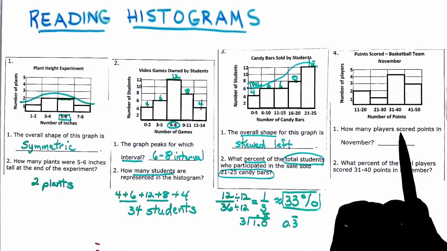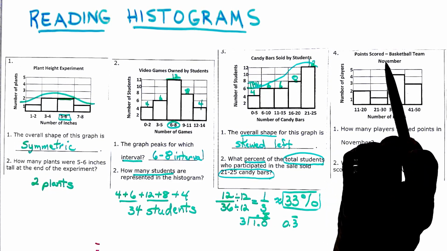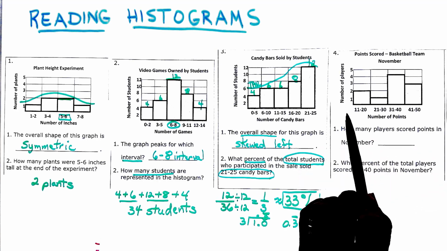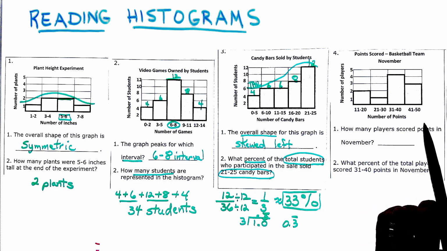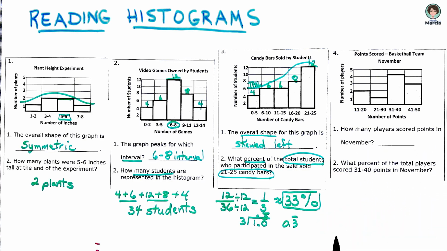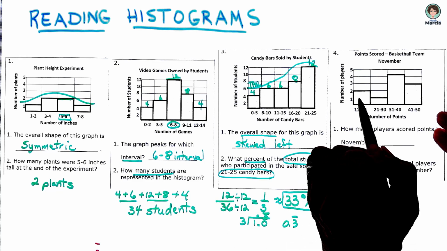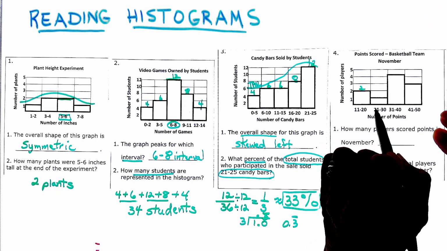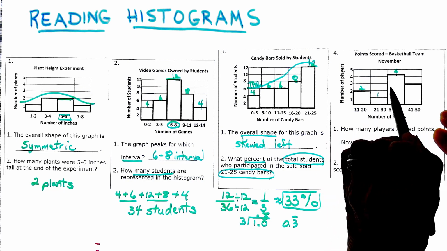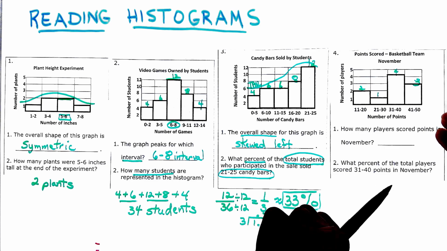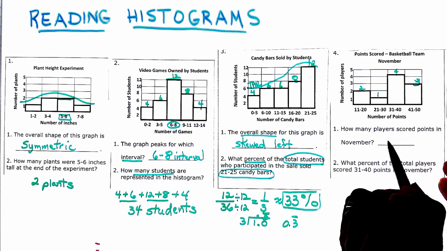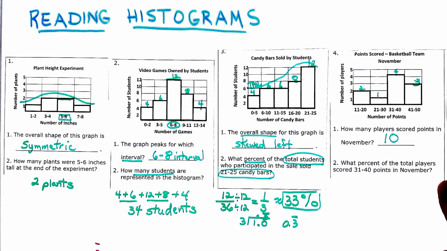33%. The last histogram is points scored by a basketball team in November. Here are our number of players, and here are our number of points. It asks how many players scored points in November. I see this one goes up to 2, this one is a 1, this one is a 4, and this one is a 3. When I add those numbers together, I end up getting 10 players total.